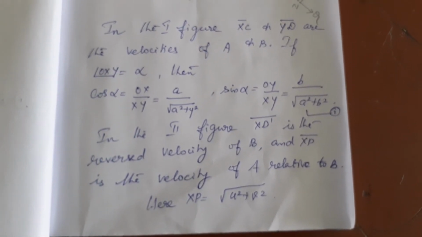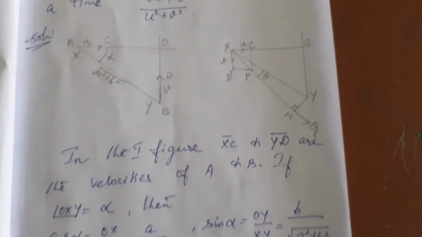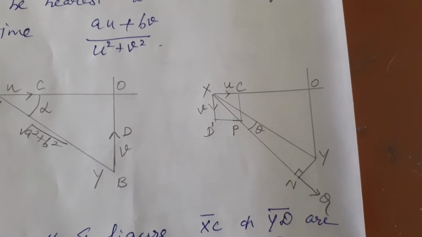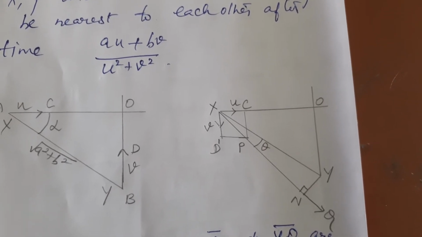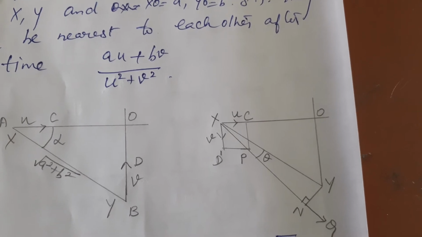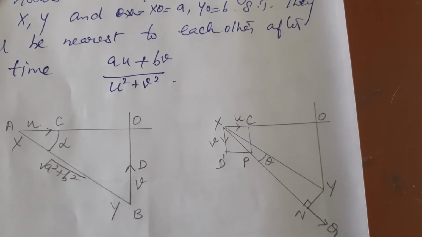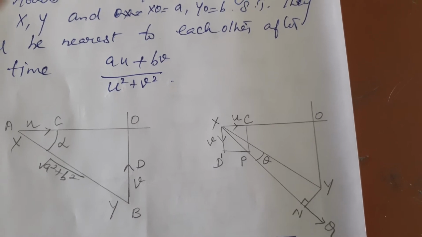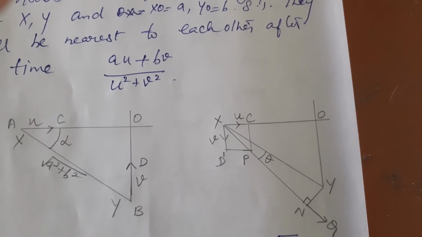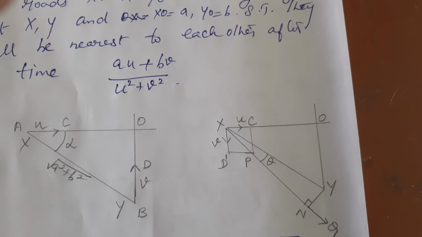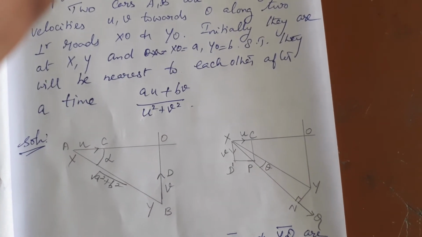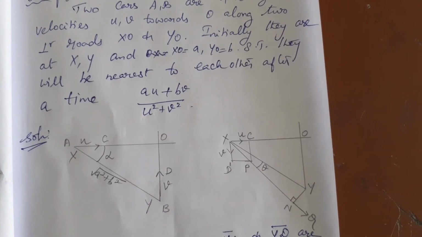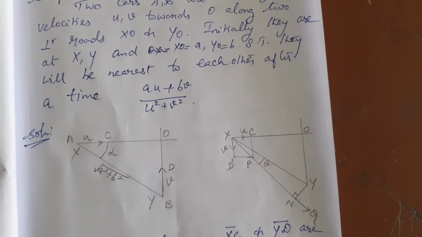And XP is the velocity of A relative to B. See the parallelogram CXD dash P, and the relative velocity is nothing but the resultant. The resultant is the diagonal of the parallelogram CXD dash P, so it is represented by XP. And already you know the resultant formula as root of v1 square plus v2 square. Therefore, it is equal to root of u square plus v square.